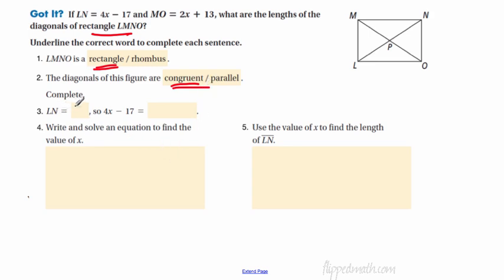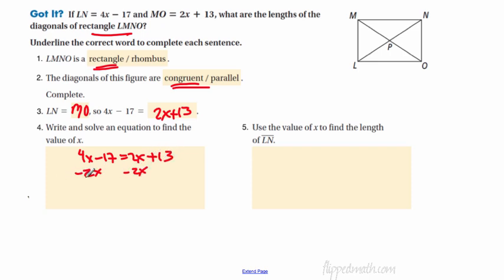So if LN, the distance from L to N, equals the distance from M to O, that means that 4x minus 17 would equal 2x plus 13. Okay, so let's solve that here in the box. So 4x minus 17 equals 2x plus 13. How do we solve that?